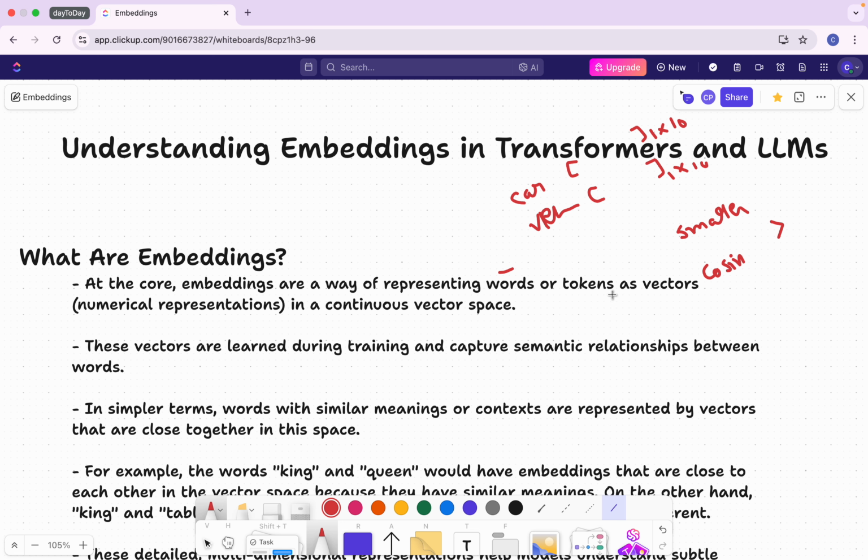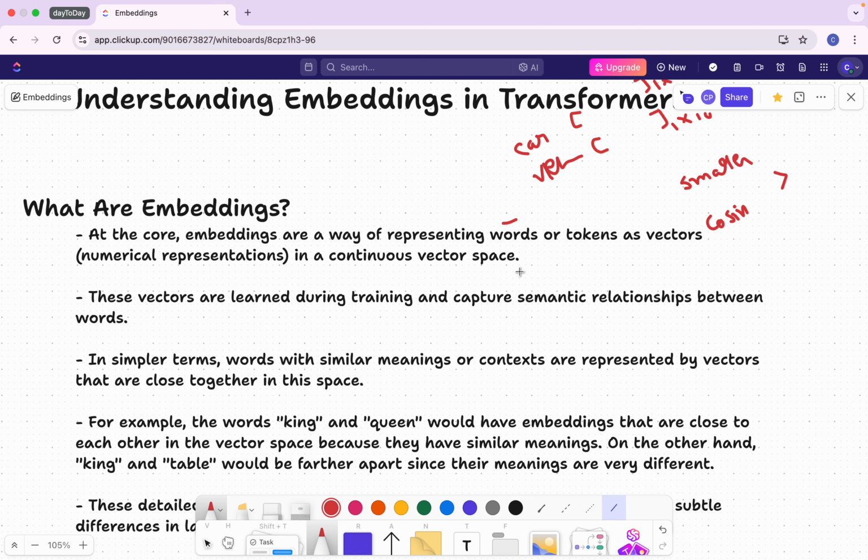In the same way, if you say king and queen, they should have a smaller distance or higher similarity than king and table, right? Because king and table are very different words. They don't share any kind of meaning, right? So our task is basically to convert our word, token, or even sentence into a vector representation which contains the contextual meaning of it, right? So now let's see what are the ways to convert a token into a vector.